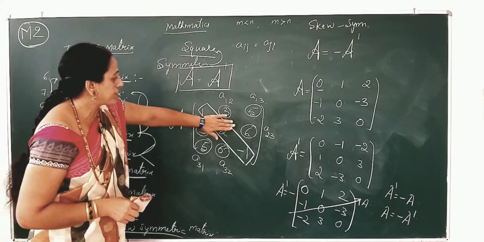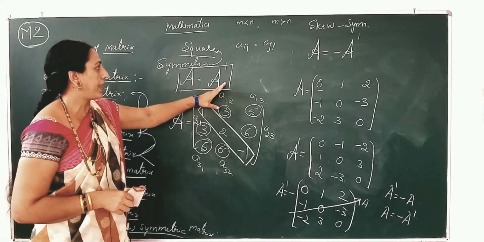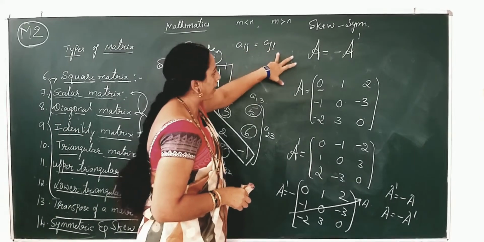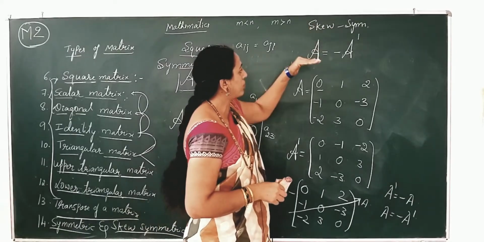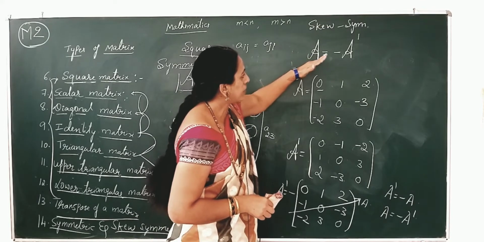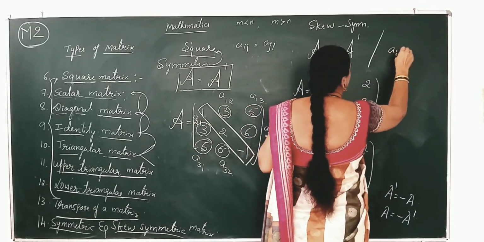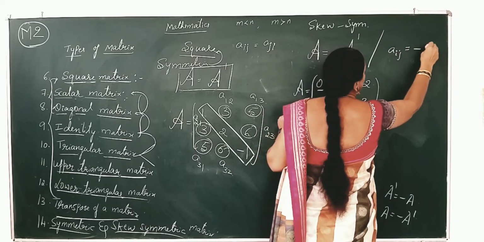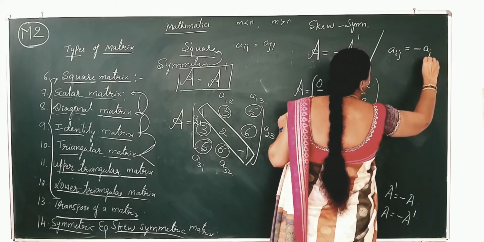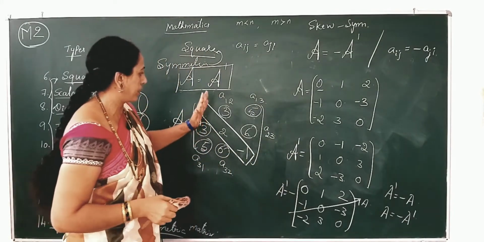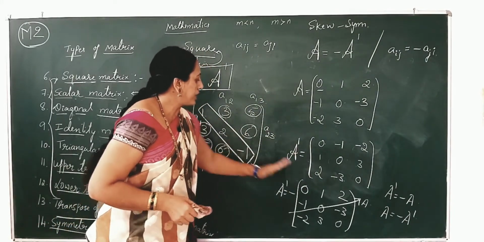So the definition of symmetric means A is equal to A dash, that is Aij is equal to Aji. But the definition of skew symmetric is A is equal to minus A dash. Otherwise it can also be written as Aij is equal to minus of Aji. That is the definition of skew symmetry. But you will already observe these examples.